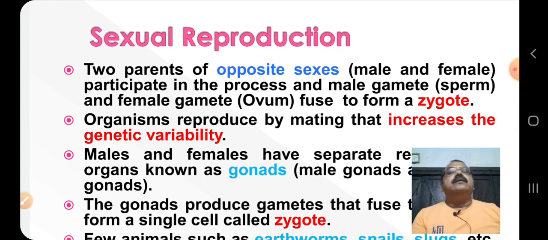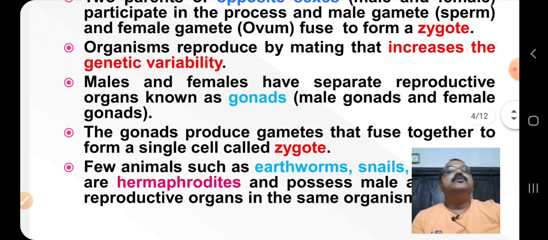Friends, in case of sexual reproduction, males and females of opposite sexes participate in the process. That means there is the involvement of two individuals or two parents in the process. The male produces male gametes or sperms and the female produces female gametes or the ovum. These gametes fuse to form a zygote. The zygote develops into an individual.